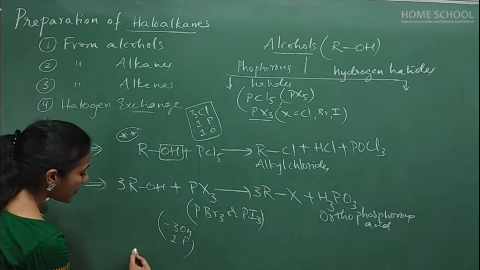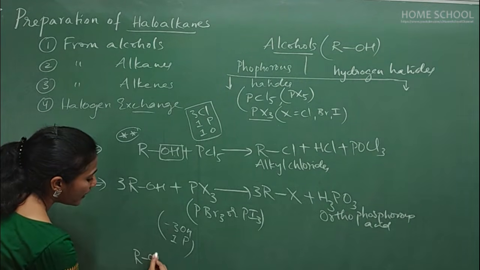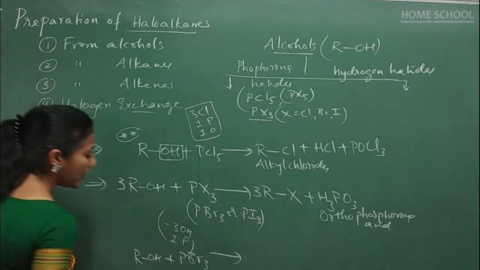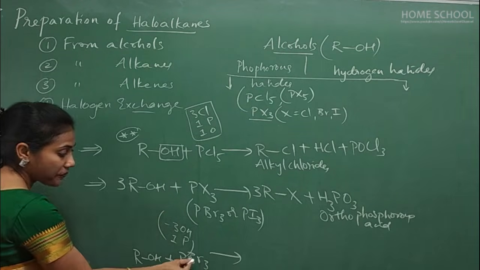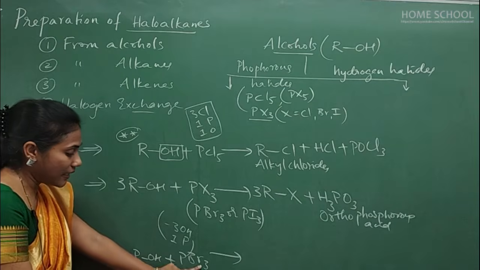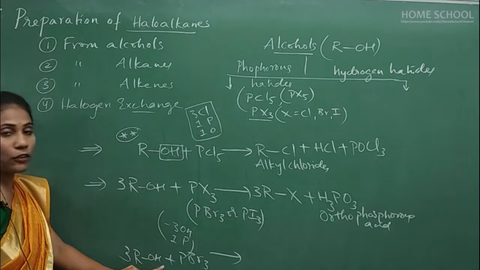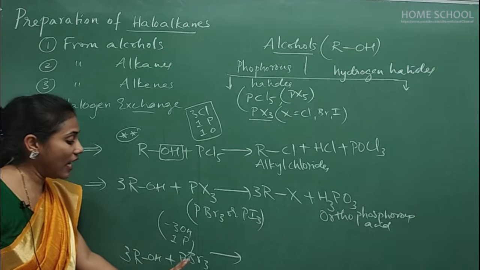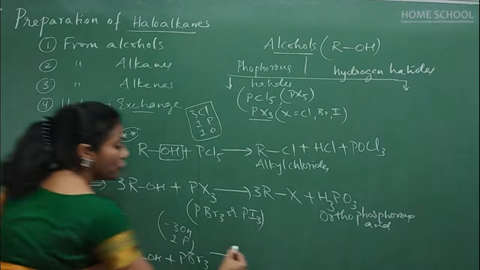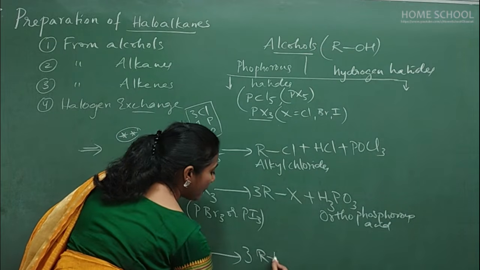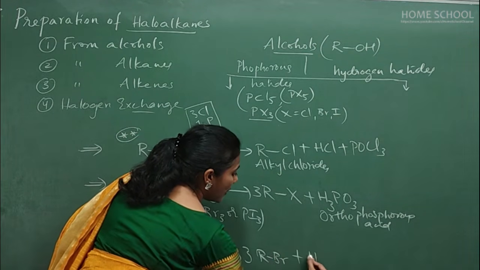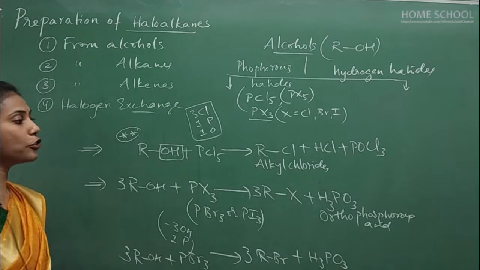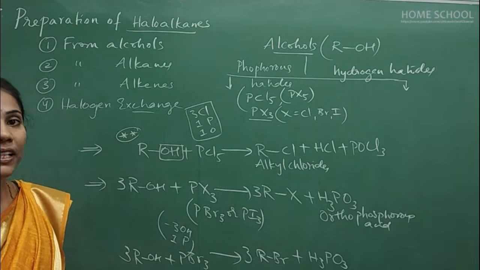Suppose you have ROH and I'll add PBr3. So what is the product you will get? Since 3 Brs are there here, I'll be taking 3 ROH. So here 3 OHs of ROH are getting replaced by Br. So we will get 3 RBr plus the byproduct H3PO3, orthophosphorus acid, right?